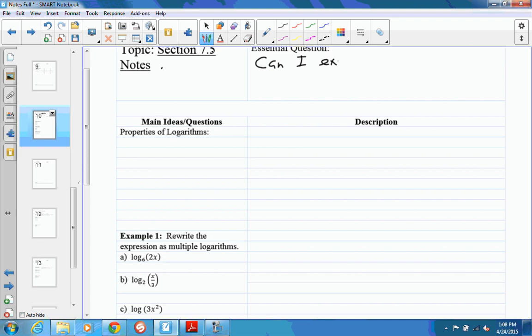Can I expand and contract log expressions using log properties? Yes. And by the end of this, you will use it.